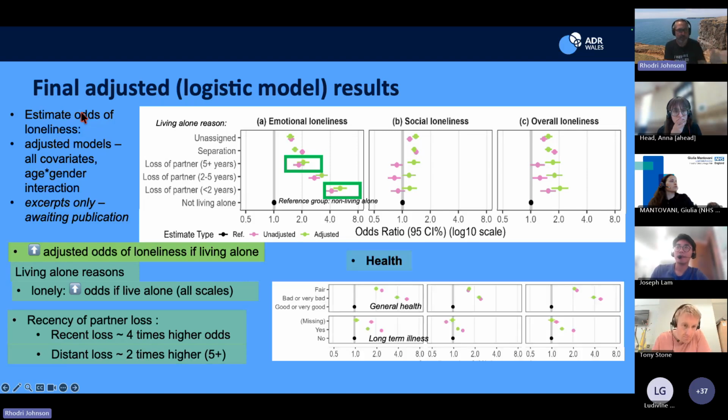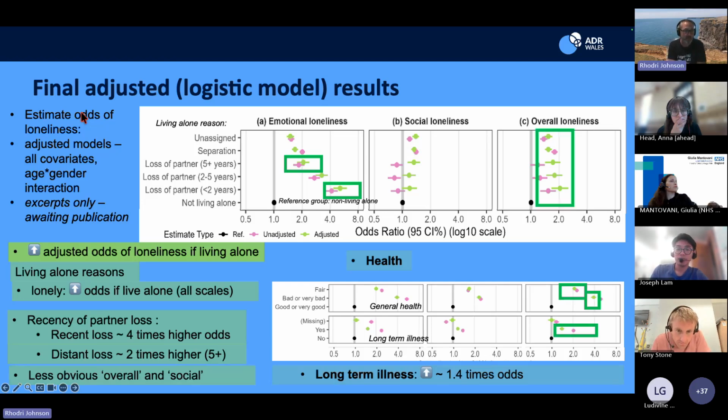And then one other one just to show in terms of health and long-term illness, we have. Sorry, my thing's gone wrong. Okay, I'll come back to that now.